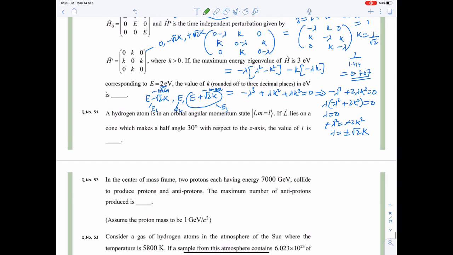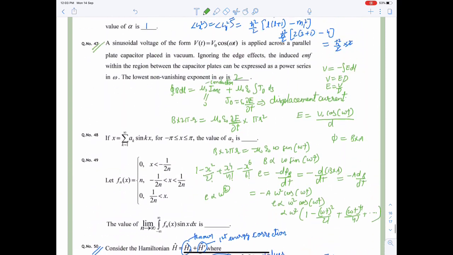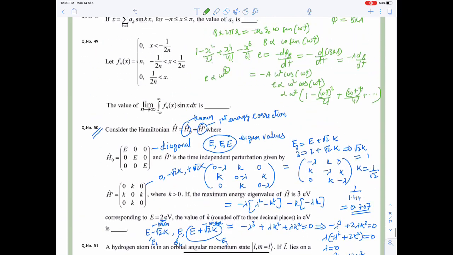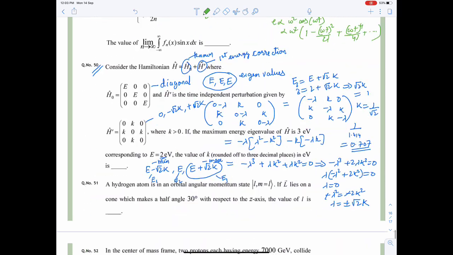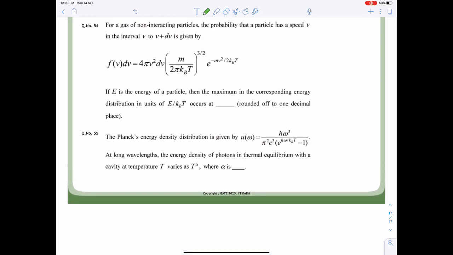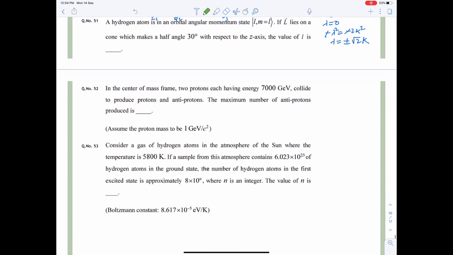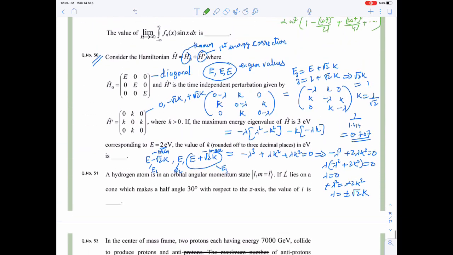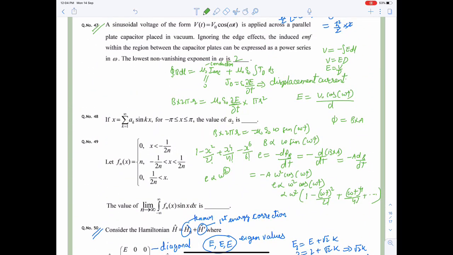So question 47 we have done. Now question 48 we will do. Here it is a Fourier transformation, but I think the space is not left. Yes, I can do it here. So here you are asking about Fourier transformation. Whenever you do Fourier transformation, you have to keep in mind the formula. It is a very easy question.